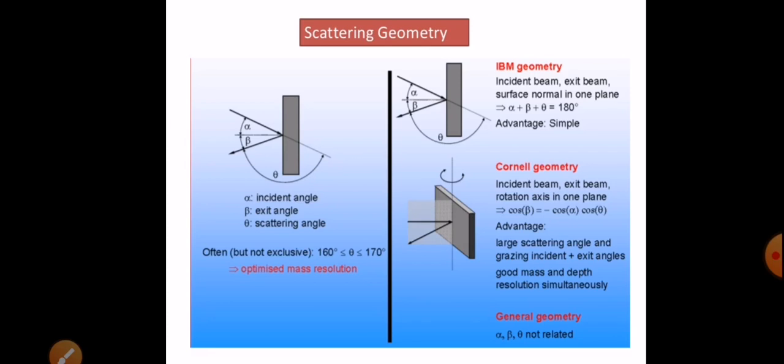The condition that is satisfied by Cornell geometry is that cos beta is equal to minus cos alpha cos theta. Okay, so in this case the advantage is a large scattering angle and grazing incident plus exit angles.